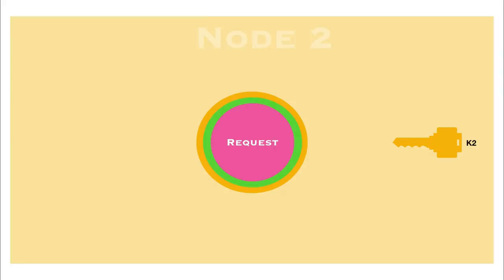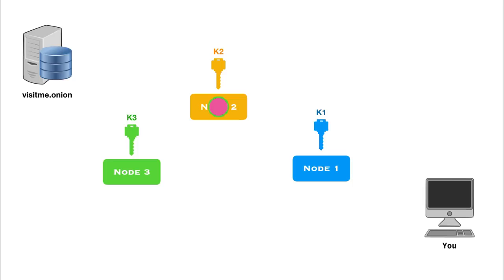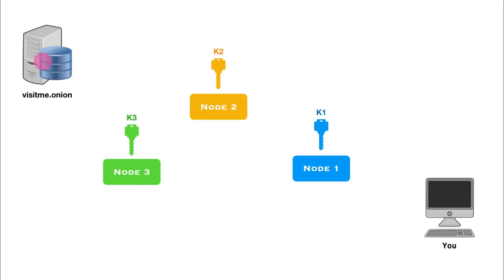Node 2 now decrypts it with the key K2 that it has. And you can see that there is still one more layer of encryption even after node 2 is done decrypting. Finally, node 2 now forwards the request to node 3, which then uses K3 to decrypt the request. And now the request is fully decrypted. From node 3, the message is then forwarded to the web server of visitme.onion. So this is how the onion routing works in a nutshell.